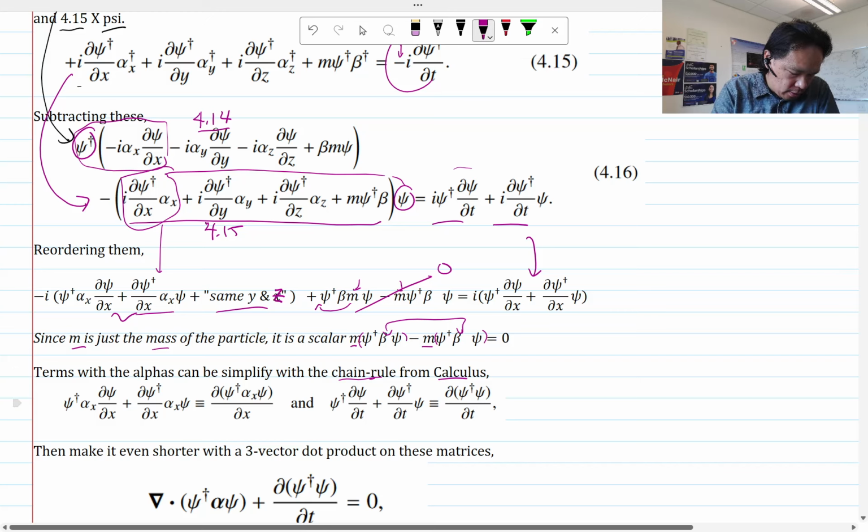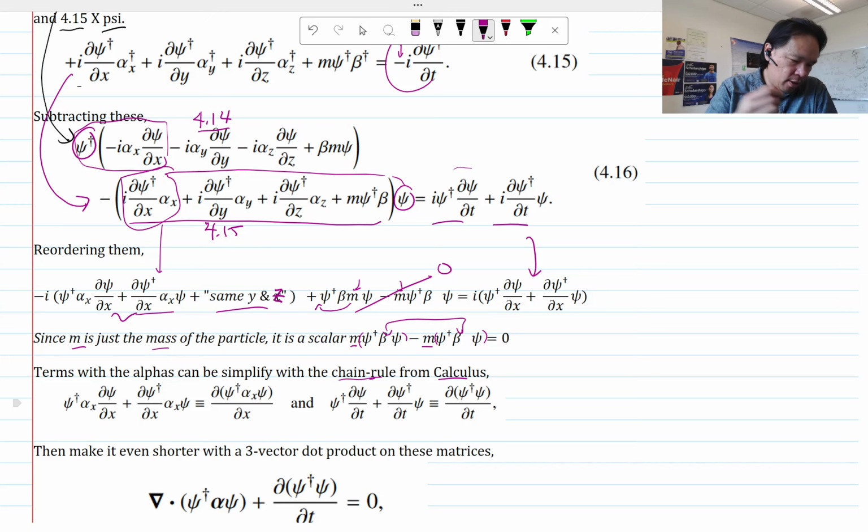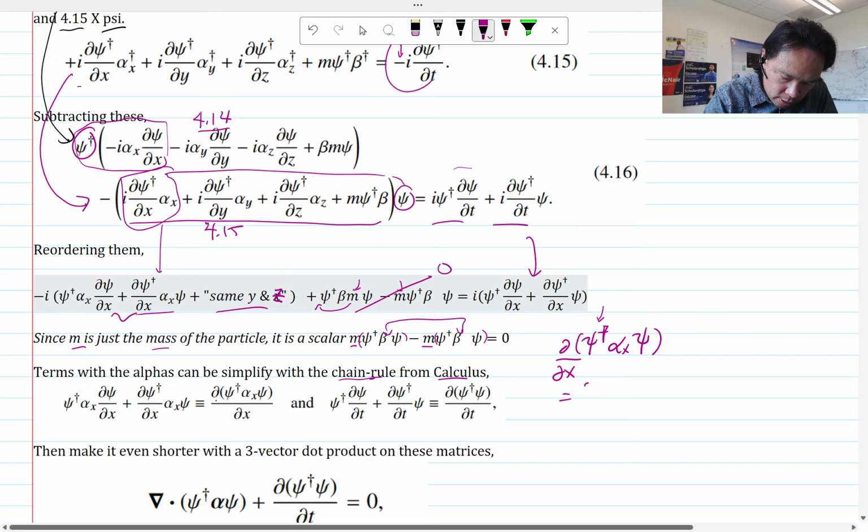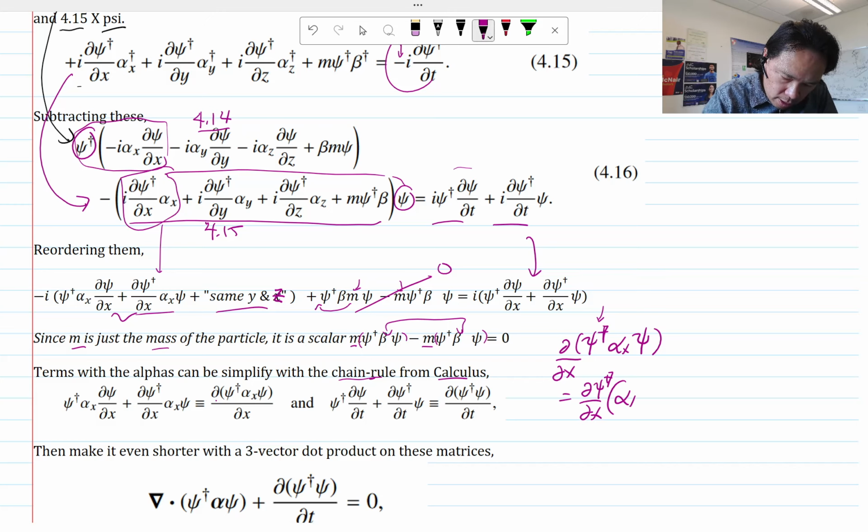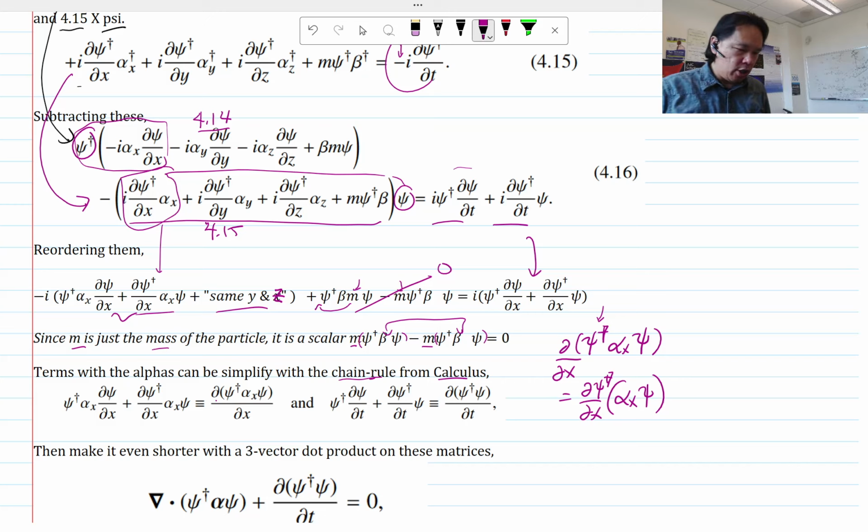What I'm going to do is do this backward and just show you that it turns out to be exactly that. So if you take the chain rule, let's just do this on the right hand side here: psi dagger alpha x psi. If we take the partial derivative of that with respect to x, the psi dagger depends on x, so we take the derivative with respect to x of psi dagger, and then multiply that by alpha x psi. Remember that we're being careful not to change the order of things since these are matrices.